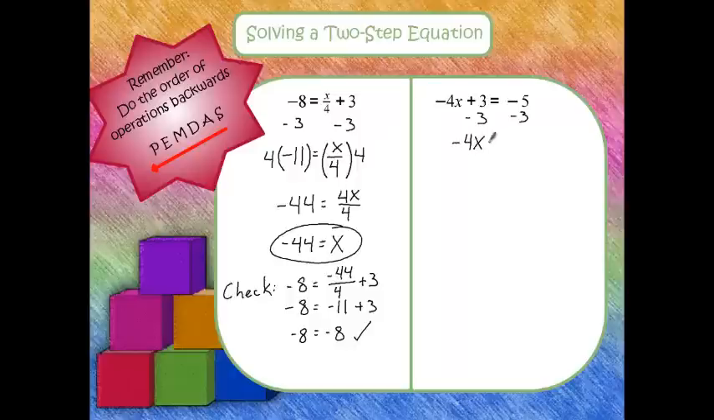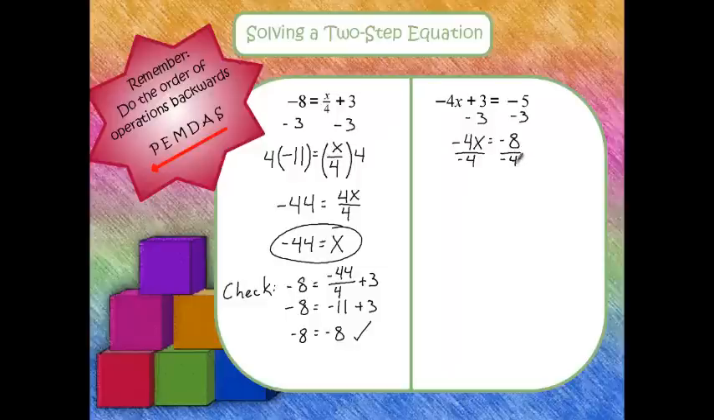Negative 4x equals negative 5 minus 3, which is the same thing as negative 5 plus negative 3, which is negative 8. So here I have multiplication, so I will use the division property of equality and divide both sides by negative 4 to undo the multiplication.